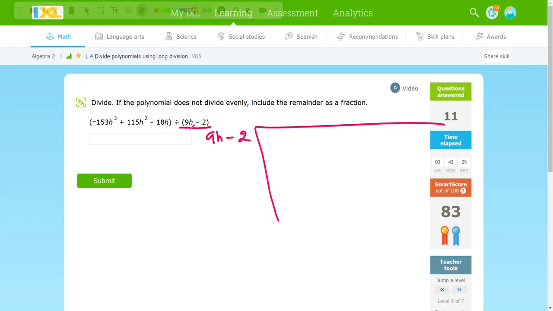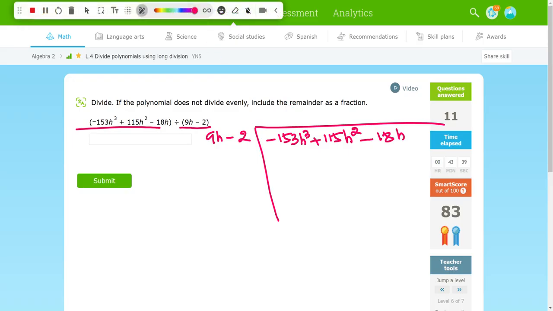9h subtract 2. I put right there. And then negative 153h cubed plus 115h squared subtract 18h. Okay, so let's do this. First, I take negative 153h cubed divided by 9h. All right, it should come out at negative 153 divided by 9, that's number 1, 7.